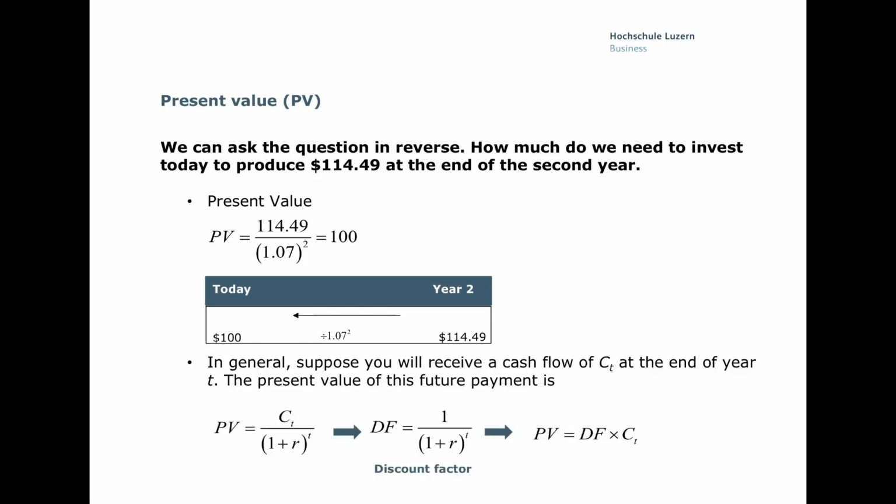In general, suppose you will receive a cash flow of C_t at the end of year t. The present value of this payment is C_t divided by (1 plus r) to the t. The term 1 divided by (1 plus r) to the t is called the discount factor. This implies that the present value can be computed as the discount factor times the future cash flow.